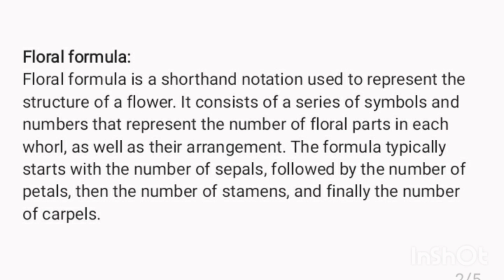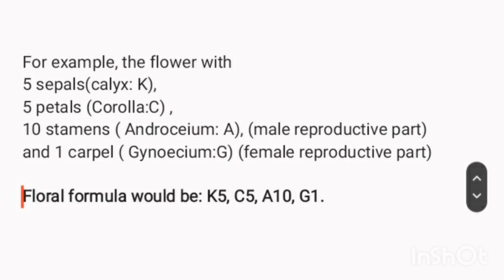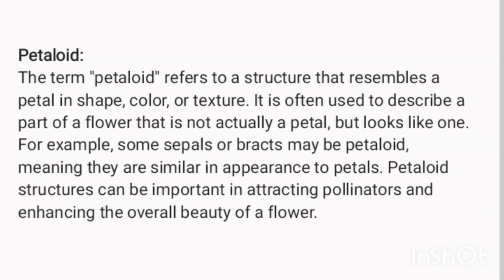The formula typically starts with the number of sepals, followed by the number of petals, then the number of stamens, and finally the number of carpels. For example, the flower with 5 sepals, 5 petals, 10 stamens, and 1 carpel. Floral formula would be K5, C5, A10, G1.